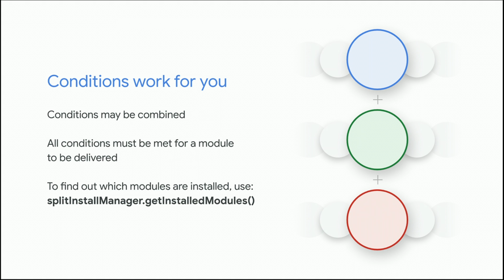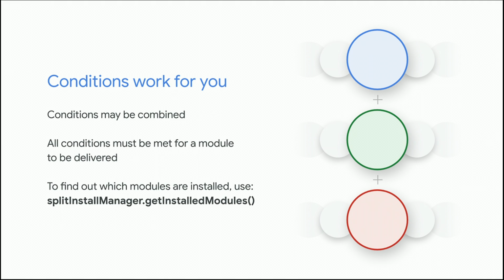As we've seen, conditions may be combined, and all conditions must be met for a module to be delivered. At runtime, you can call the PlayCore API getInstalledModules to find out which modules are installed. This can be used, for example, to guard access to a certain activity contained in the conditional module.